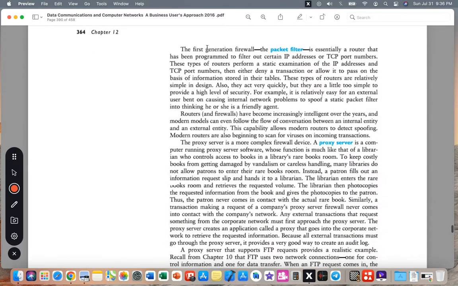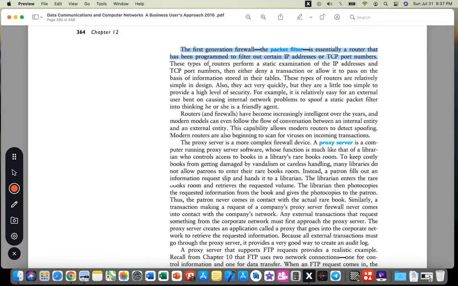The first generation firewall, the packet filter, is essentially a router that has been programmed to filter out certain IP addresses or TCP port numbers. These types of routers perform a static examination of the IP address and TCP port, then either deny a transaction or allow it to pass based on information stored in their tables. These types of routers are relatively simple in design.